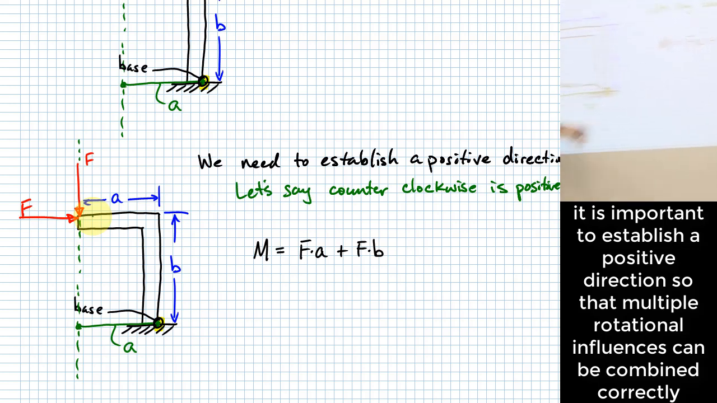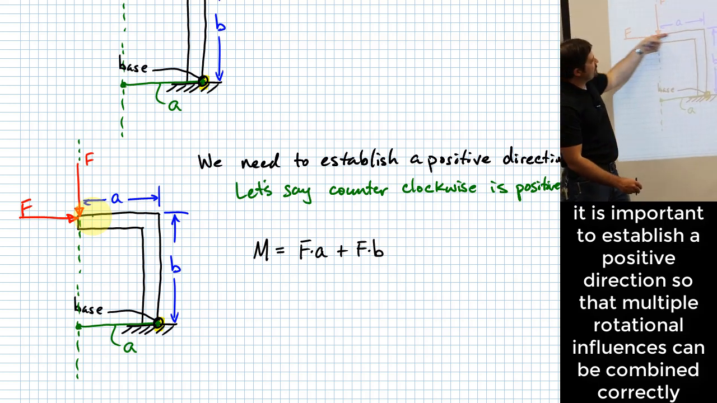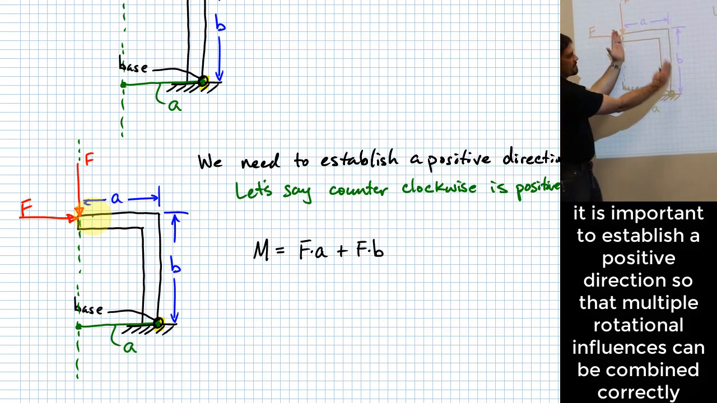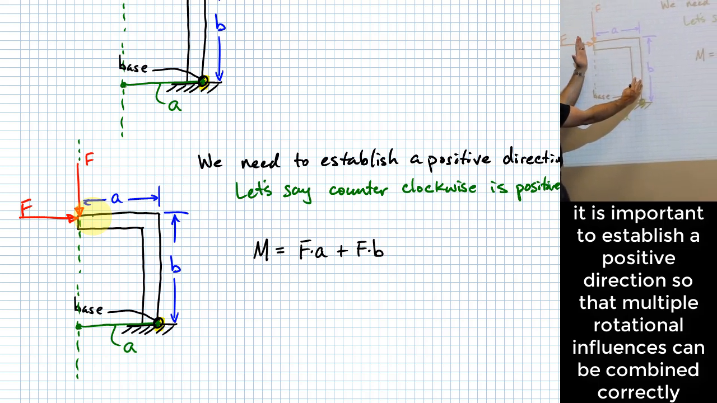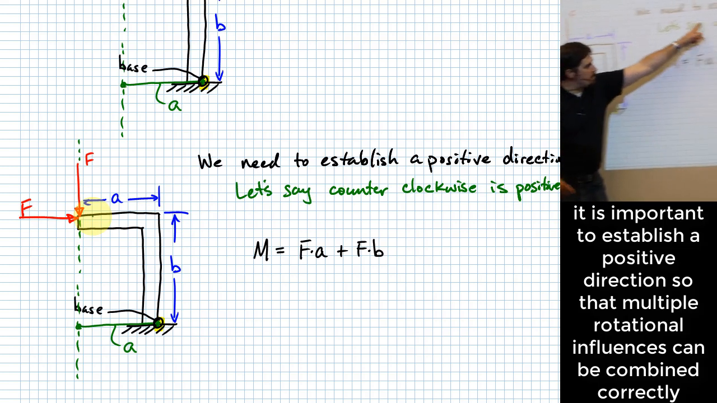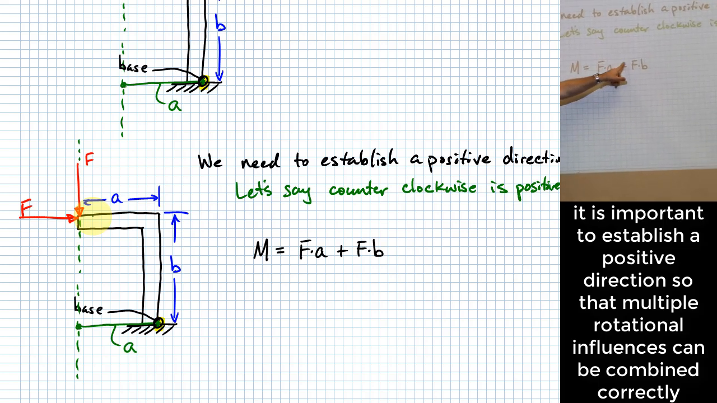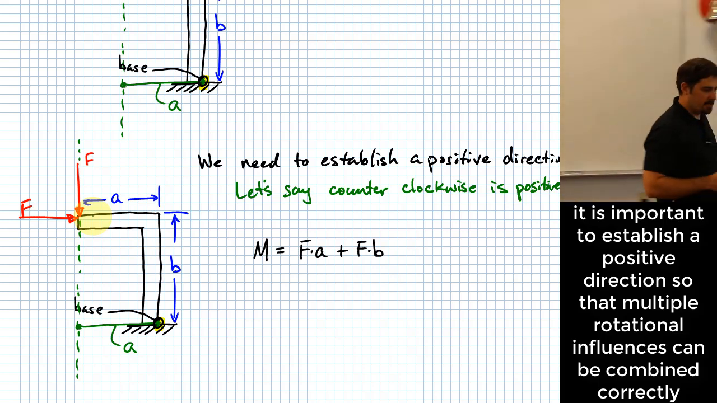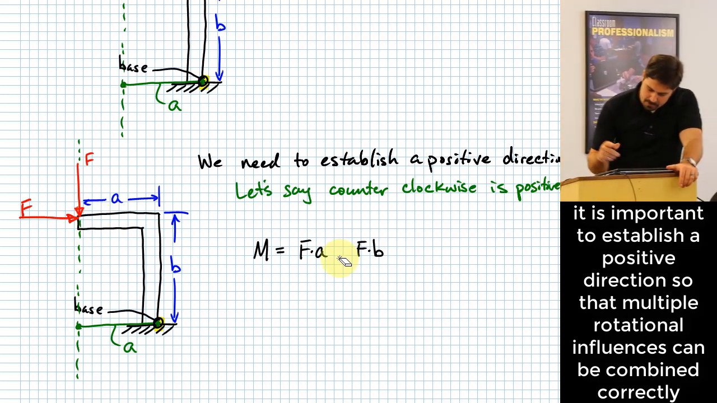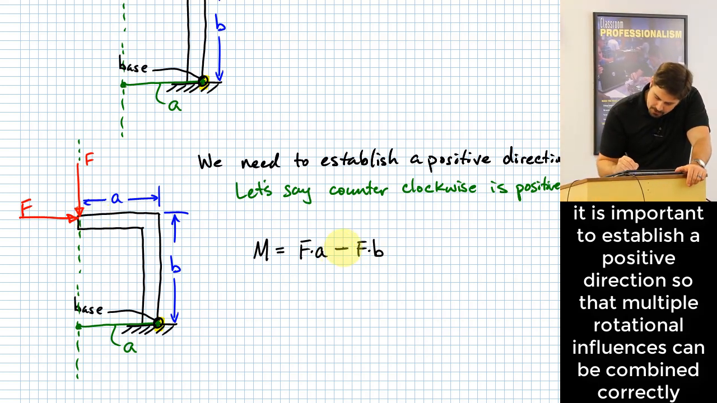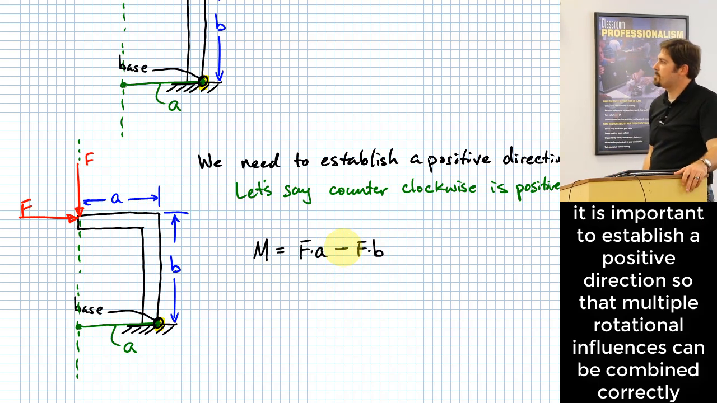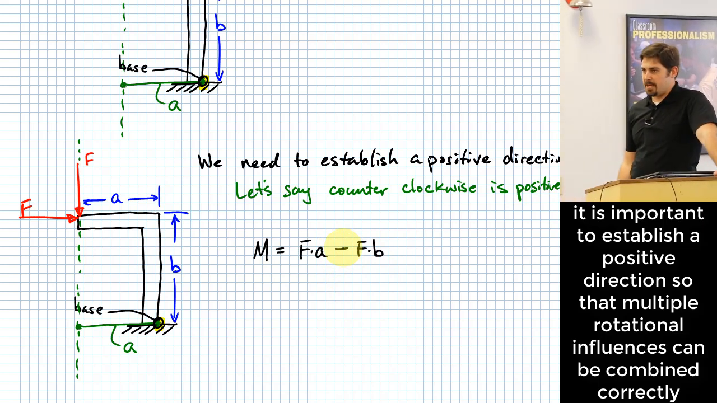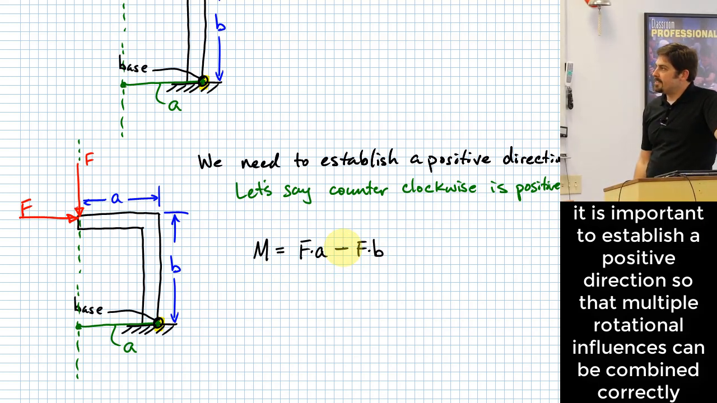Now let's look at this one. F pushing to the right, what direction does that make this thing want to topple? Clockwise, which is opposite of counterclockwise, which means this is the sign that is not correct, if this is my positive convention that I'm trying to use. So I change this like this, say F times A minus F times B, and that gives me my total moment.